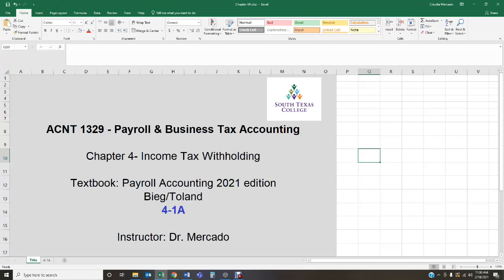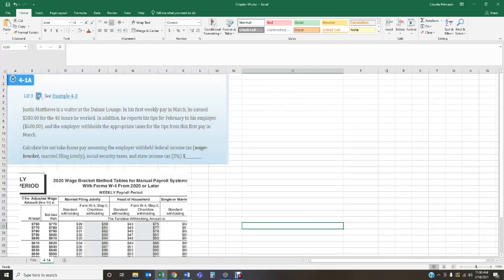This is the first exercise that I'm going to be covering for you this particular week. This is problem 4-1A. It says, Justin Matthews is a waiter at the Deluxe Lounge. In his first weekly pay in March, he earns $300 for 40 hours that he worked. So he's an hourly employee. He worked 40 hours and earned $300.